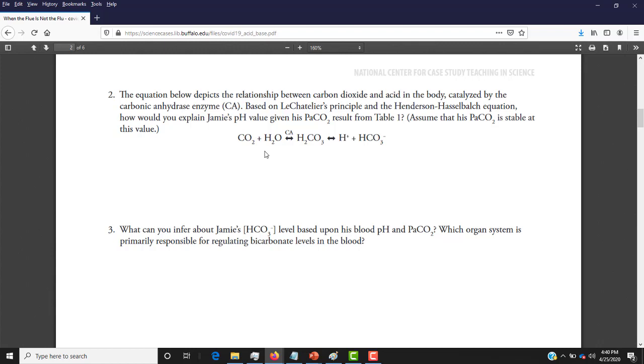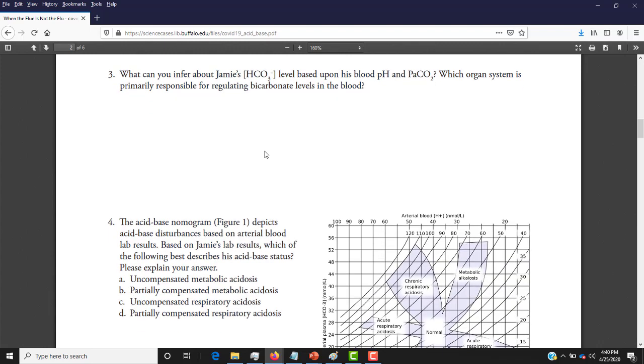So anything related to that, you got credit. All right, going on to number 3. See what can you infer about Jamie's bicarbonate concentration level based on blood pH and the PaCO2. And then the second question, which organ system is primarily responsible for regulating bicarbonate levels?